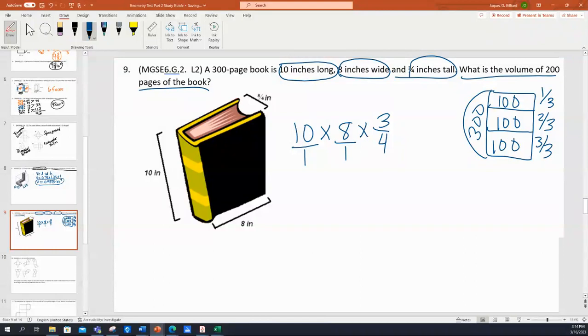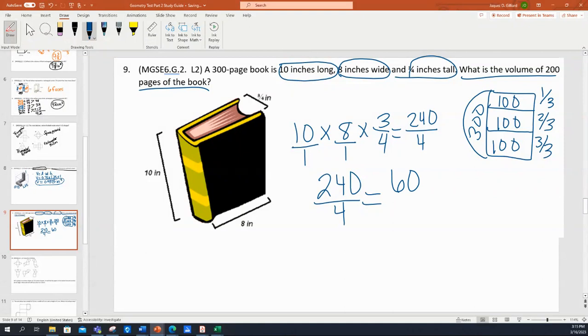Now, what is 10 times 8? 10 times 8 is 80. And because I know that 8 times 3 is 24, I can add that 0 from the 10 to get what? 240. And then 1 times 1 is 1, and 1 times 4 is 4. So now I have 240 over 4 that I need to simplify by dividing by 4. And we all know that 24 divided by 4 is going to be 6. So I'm left with 60. So the entire book is worth 60.